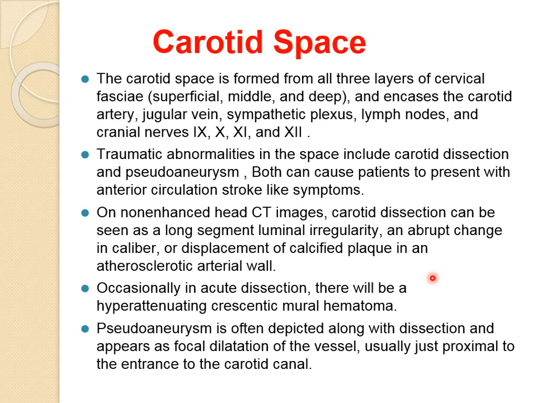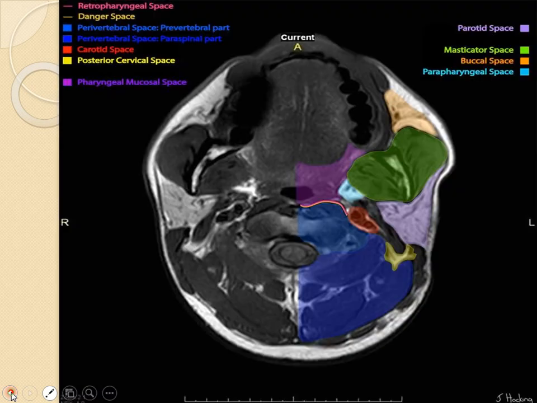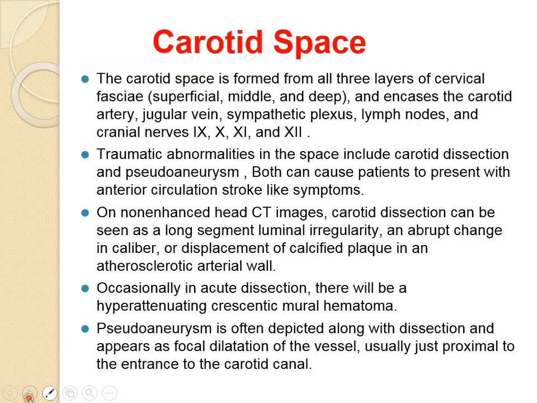We also have the carotid space. If we return to the image of the spaces, we see the carotid space. The red one is the carotid space. We are talking about this space. The contents of the carotid space are the carotid artery, the jugular veins, sympathetic plexus, nerve roots, and the 9, 10, 11, 12 cranial nerves. The carotid space is formed from all the layers of the cervical fascia: superficial, middle, and deep.